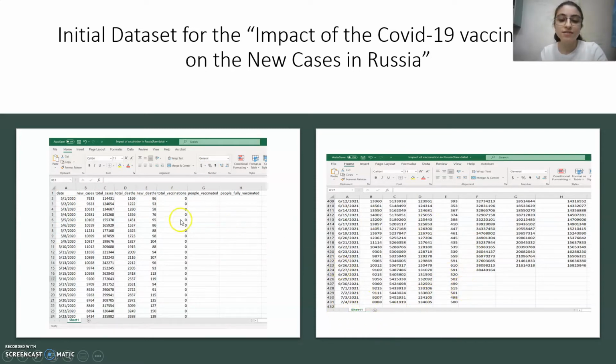The dataset contains data such as date, new cases, total deaths, new deaths, total vaccinations, people vaccinated, and people fully vaccinated. Just to make clear the difference between the last 3 columns: people fully vaccinated are those who took 2 doses of the vaccine. People vaccinated are those who took only 1 dose and are not fully vaccinated. And the total vaccinations are actually the sum of people vaccinated and people fully vaccinated.